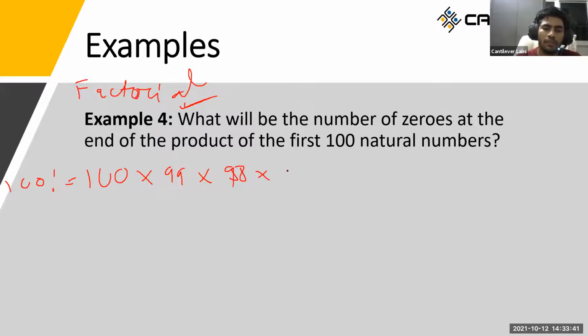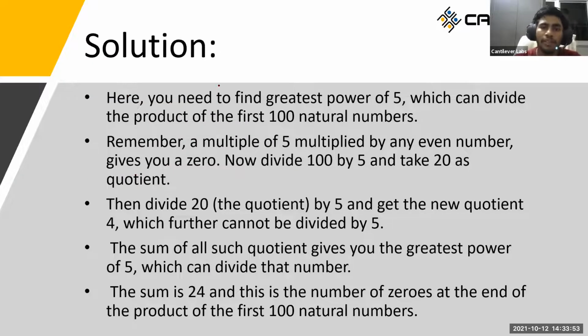So this goes on up to 97, and multiplies down to 1, since it says the first 100 natural numbers, right? So here we'll just see which is the greatest power of 5. That is what we need to find. We have to find how many zeros are there at the end of 100 factorial.